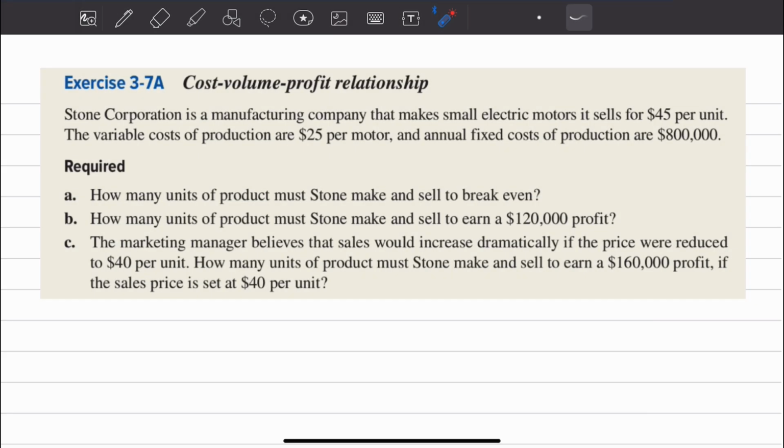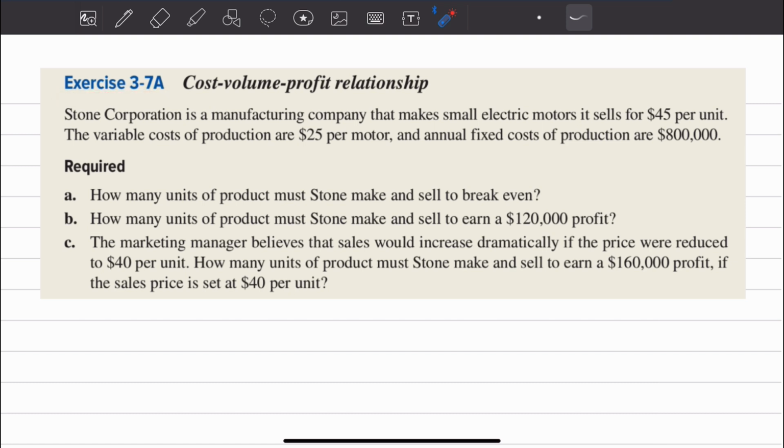Welcome back to another exercise tutorial from our tutorial series of Chapter 3 from our Managerial Accounting course, ACCT 428. This is Muhammad Al-Jabir, and in this video tutorial we're going to be looking at exercise 3-7a. So let's read the exercise together.